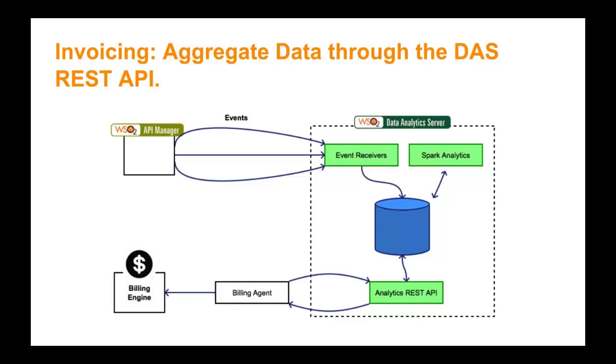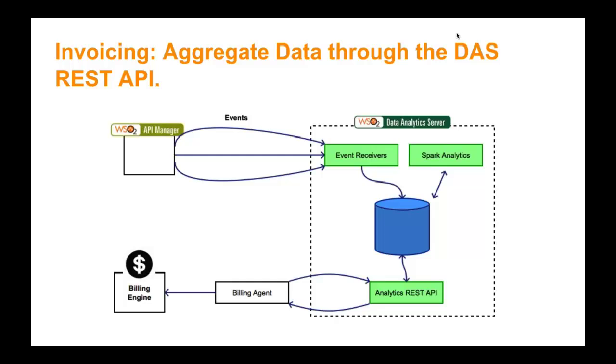So let's go to how we are going to configure the API manager for analytics. There are two ways we can configure the API manager for analytics. We will go through the first one. When the API manager publishes these event streams, the event receivers capture these and persist them. Here we use the API manager with Dash for analytics configuration, and in that we have Spark for reading these event streams and generating summary data. This summary data can feed to the billing engine and then generate invoices.